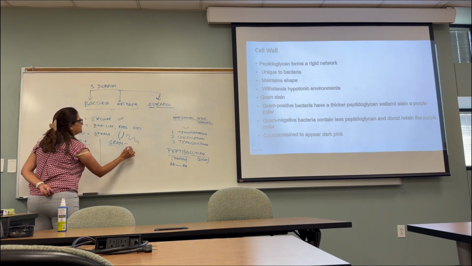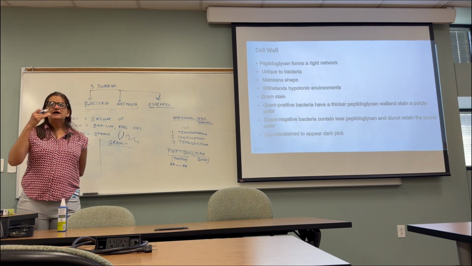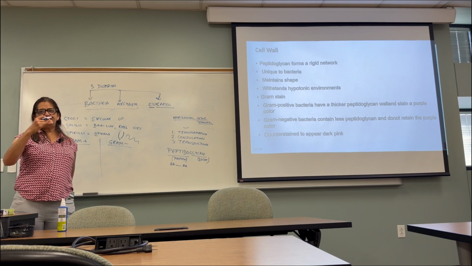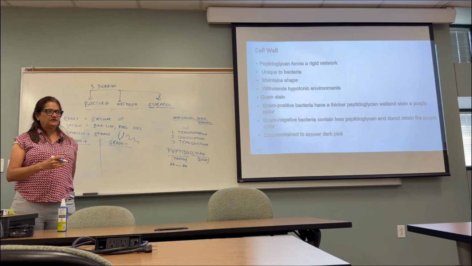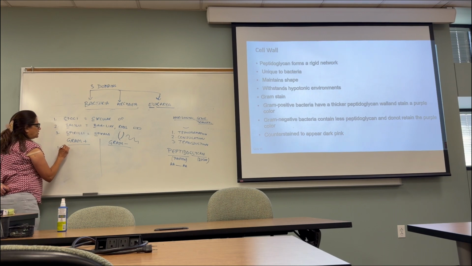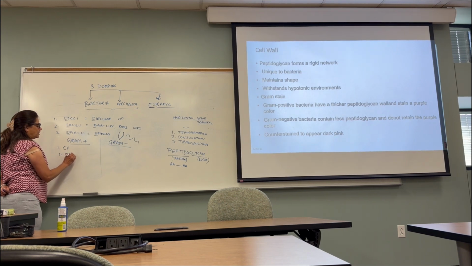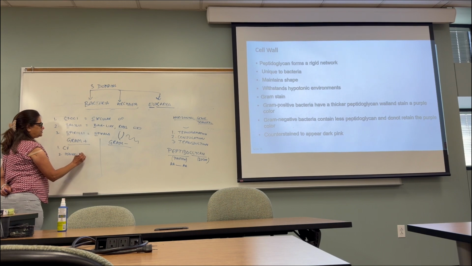What does that mean? When we perform gram staining, we use four different types of stains. The first stain that we use is called crystal violet. That's the primary stain. First stain, primary stain. CV stands for crystal violet. The second stain, we use a mordant called iodine. Okay, mordant.